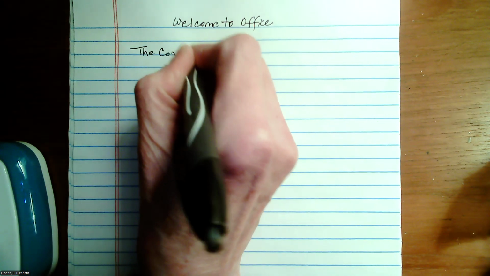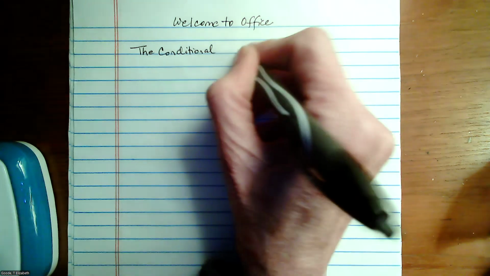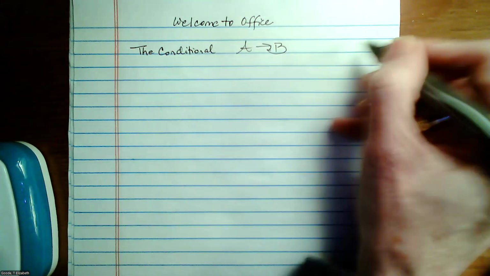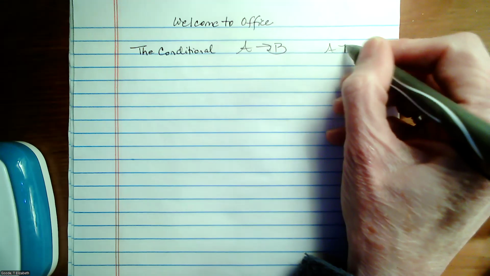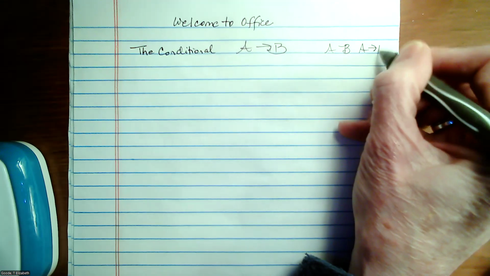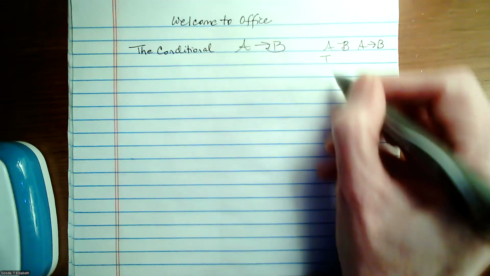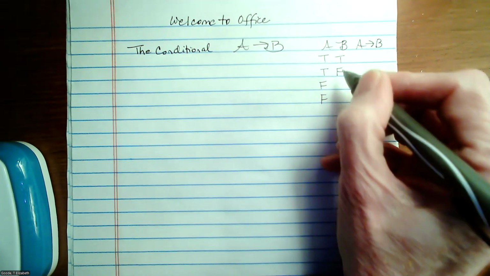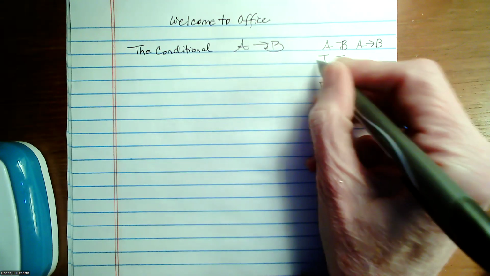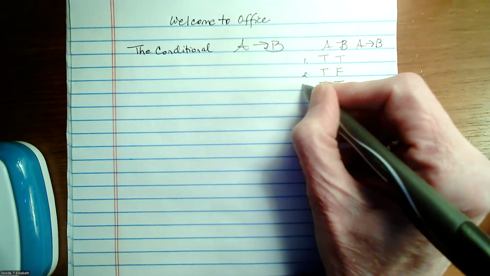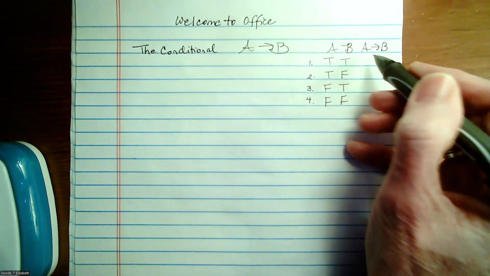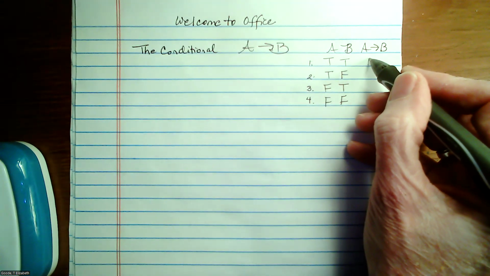A implies B. And it's got a truth table. You can help me fill out the truth table so that we can just review the rule for when it's true and when it's false. Okay? So you want to help in row one?